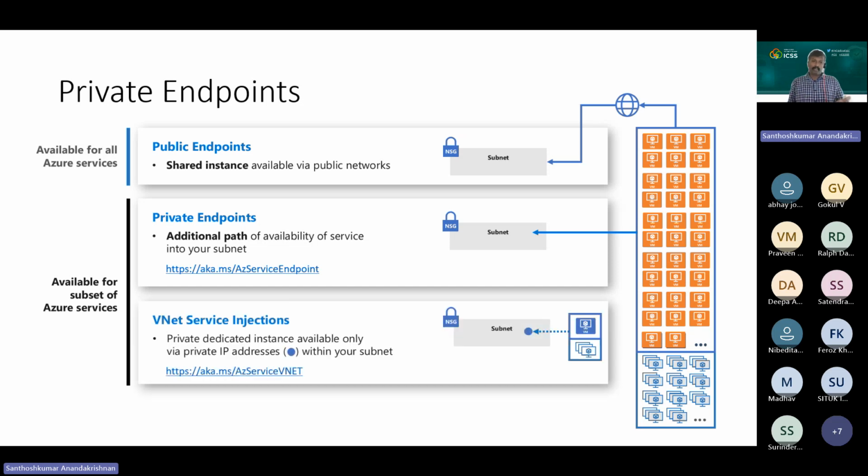If you don't have private endpoints, there are a few services where you may not be able to use a private endpoint. Then there is an option for VNet service injection. It's similar to the private endpoint, but you need to have your own dedicated subnet to be scoped out, and that way you can secure the PaaS services.